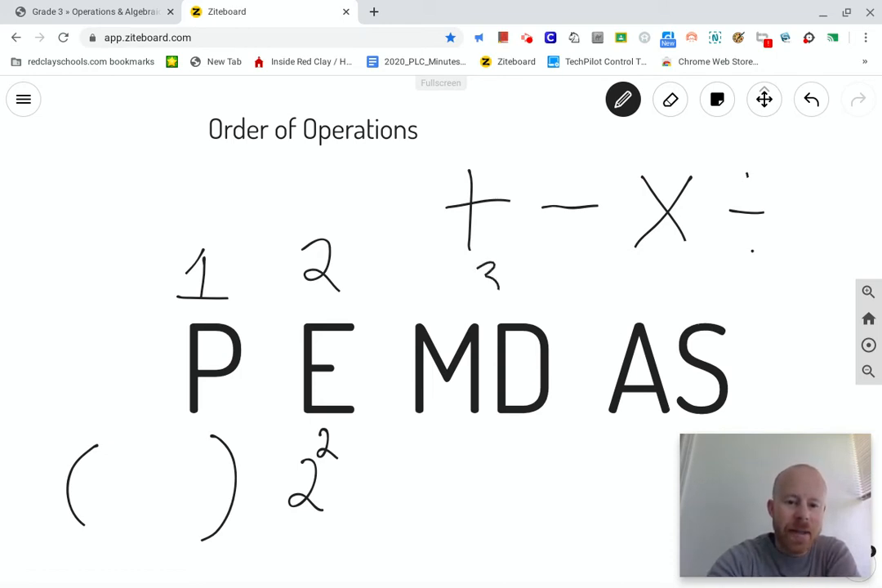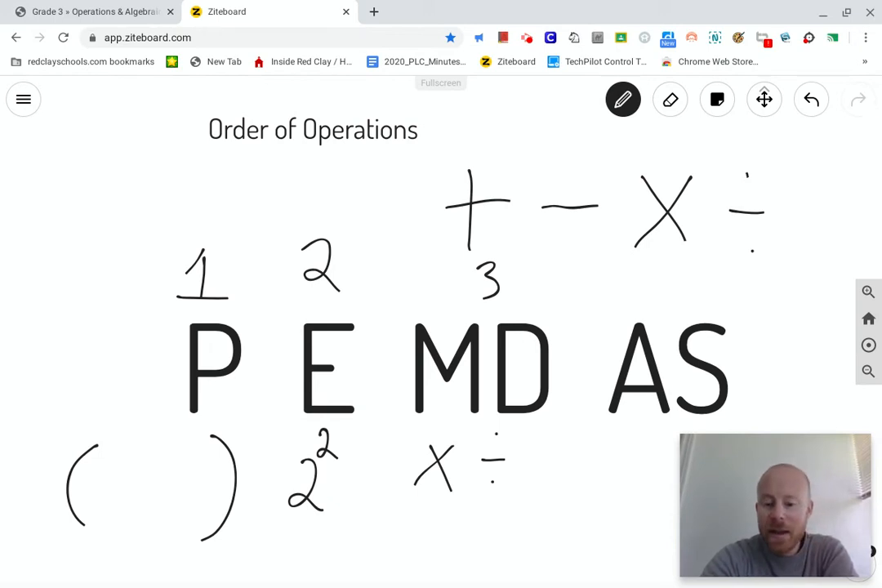The M and the D are multiplication and division, and they go together. Okay, so one doesn't go over the other one. So in an equation, if a multiplication comes first, you multiply first. If the division comes first from left to right, then you do division. So multiply and divide, these two go together.